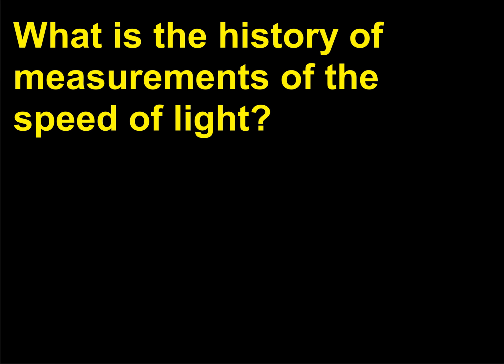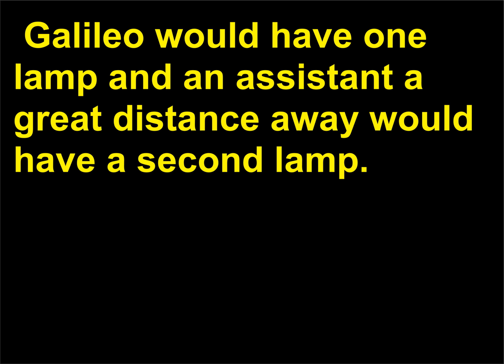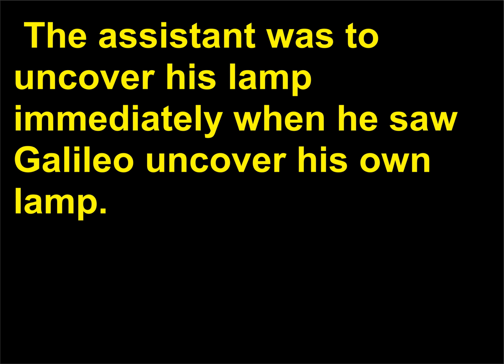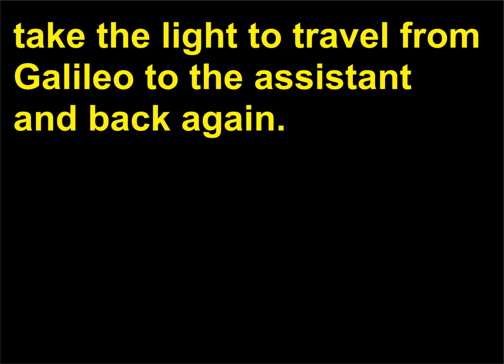What is the history of measurements of the speed of light? In 1638, Galileo, 1564 to 1642, proposed a method of measuring the speed of light. Galileo would have one lamp and an assistant a great distance away would have a second lamp. The assistant was to uncover his lamp immediately when he saw Galileo uncover his own lamp. The speed could then be determined by measuring the time it would take the light to travel from Galileo to the assistant and back again.